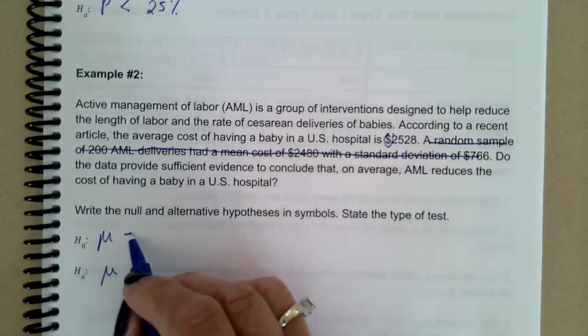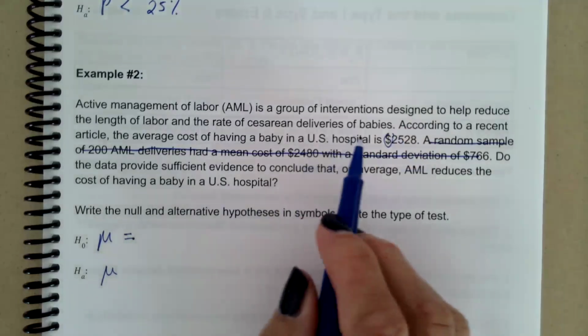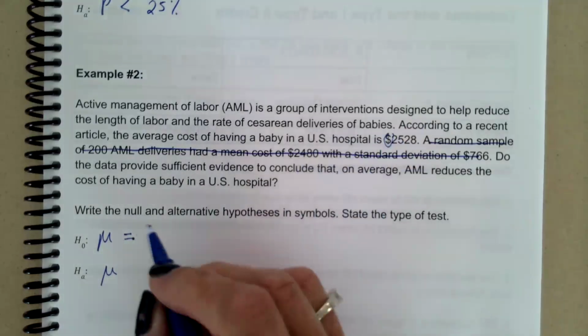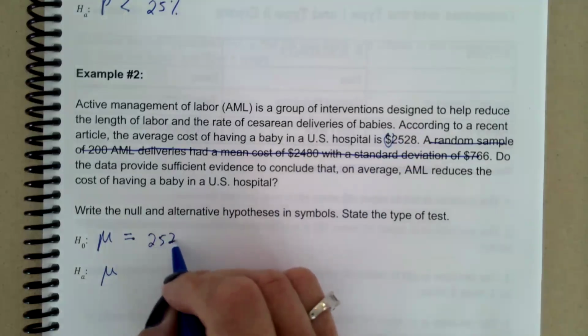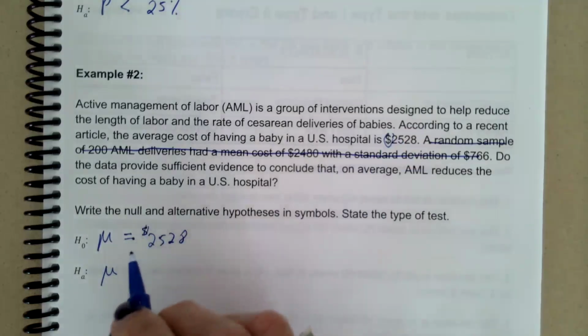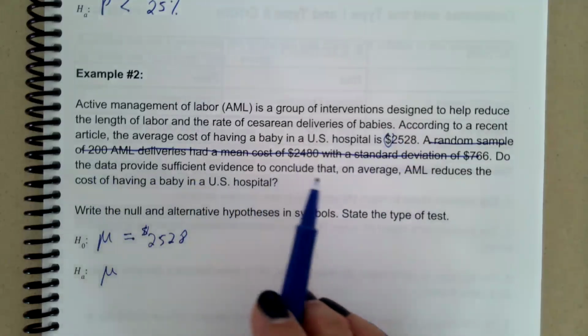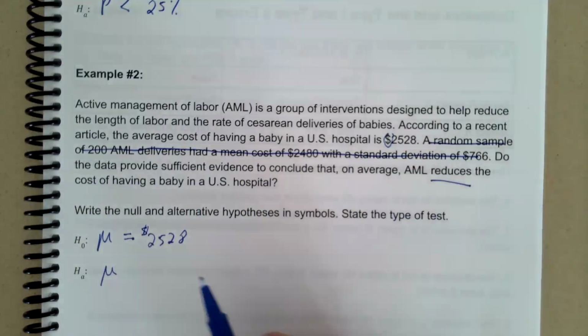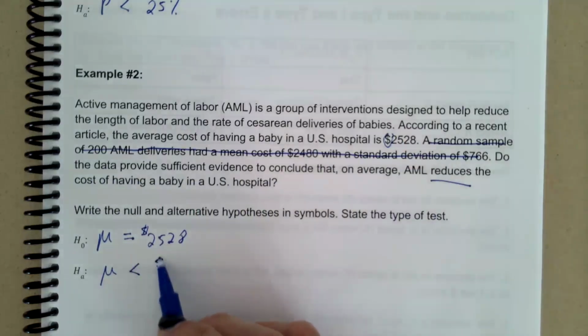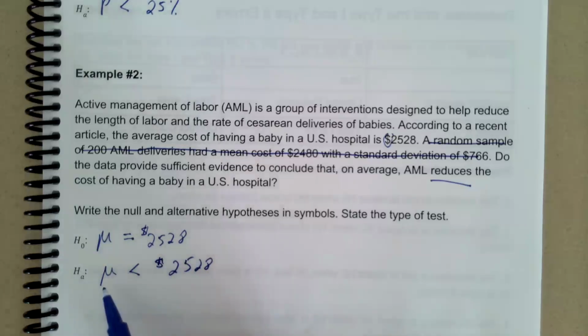And remember the H0 is always an equal. And what we think is true about the population was the $2,528. And they're proposing, it says, do the data provide sufficient evidence to conclude that it reduces? So again, it's another less than. And notice that my parameter value is still the same. So your parameter symbol is the same, your value is the same. It's just your H0 is always equal to, and your HA is either less than, greater than, or not equal to.